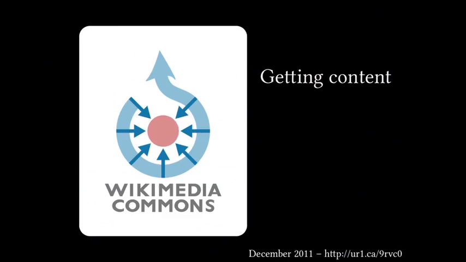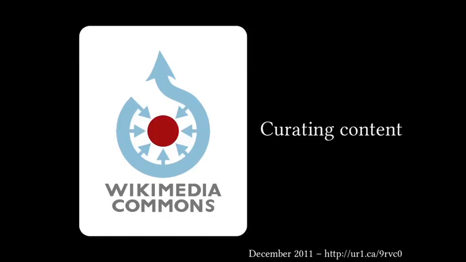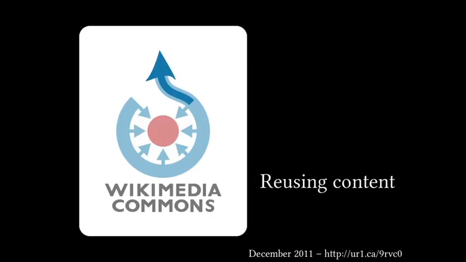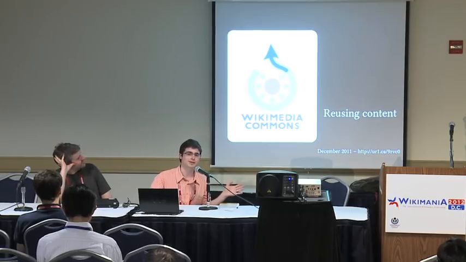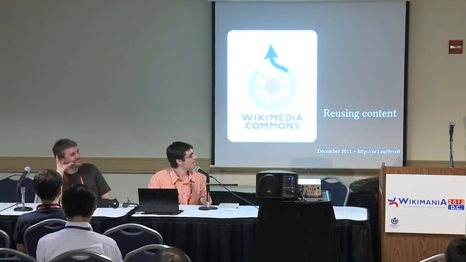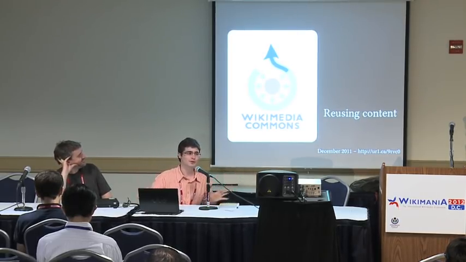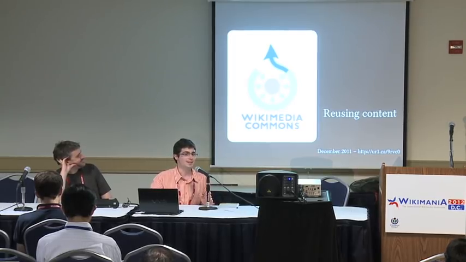The first one is getting content, and I think the arrows represent it. The second one is curating content, so it's all a red circle, but there is lots going on inside. Imagine us, cold fusion in the sun or something. And we've got reusing content, because we're not only about gathering free content and putting it in weird categories, like facing left or stuff like this. We also want the whole world to reuse our content, and that is the challenge.